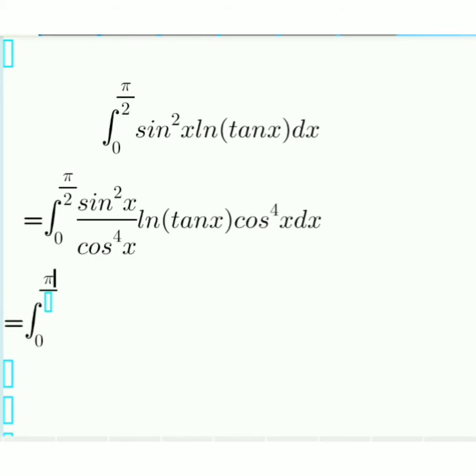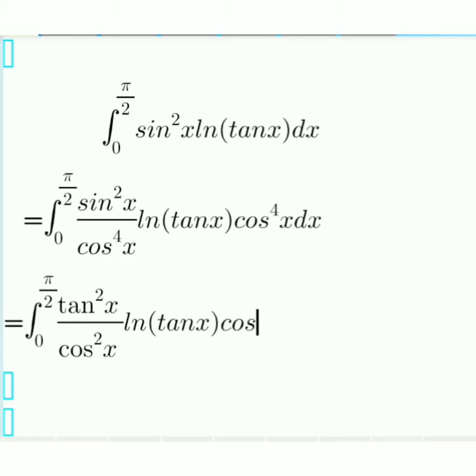And next, friends, whatever I want to do: 0 to pi by 2, and sine square by cos square x equal to, I can write tan square x into cos square x into ln tan x into cos to the power 4x dx.